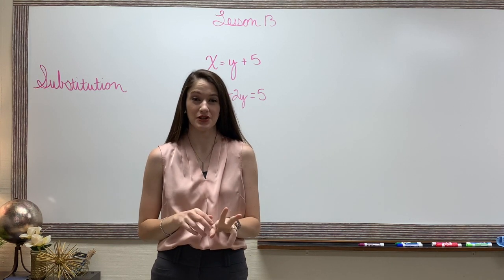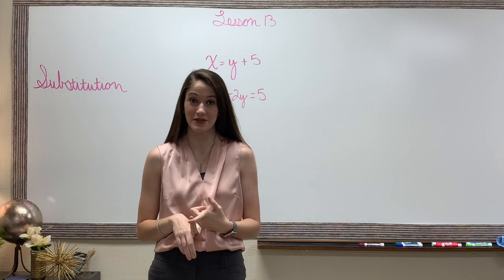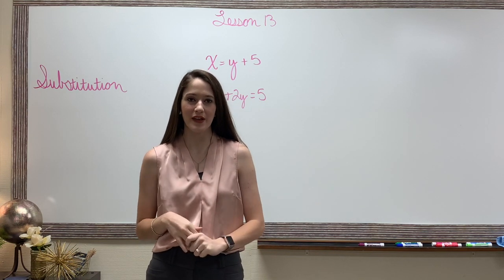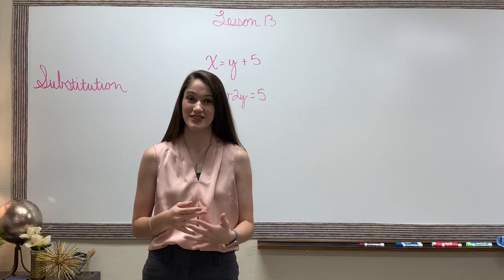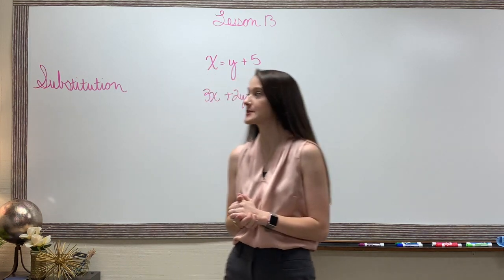Today we're going to be talking about two different concepts. First is going to be substitution, and then the second one is how do we find the area of a triangle when it is an isosceles triangle and they don't really give us the height. So let's get started. Substitution.